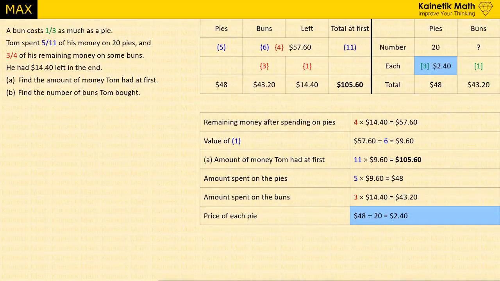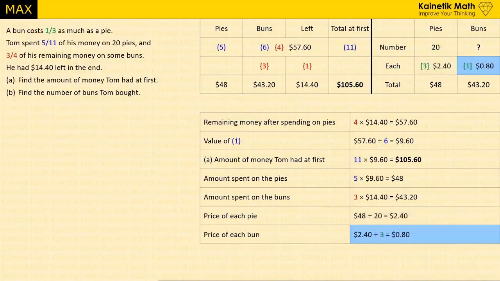Right, so 20 pies costs $48. To find what is 1 pie, of course, we just take $48 divided by 20, and that gives us $2.40. Alright, so by the time you reach this step, it'll be very obvious what the last 2 steps are.